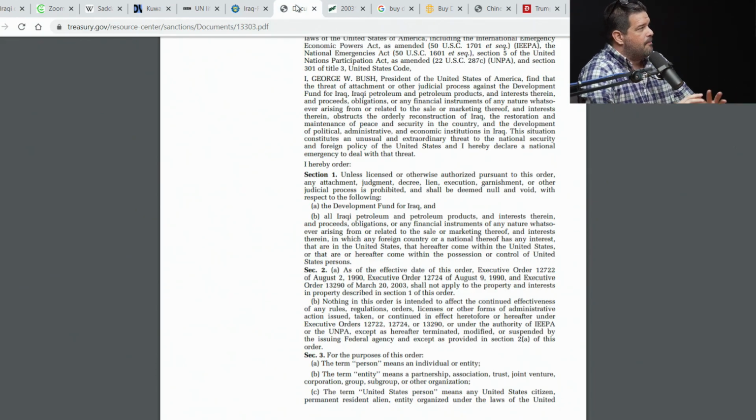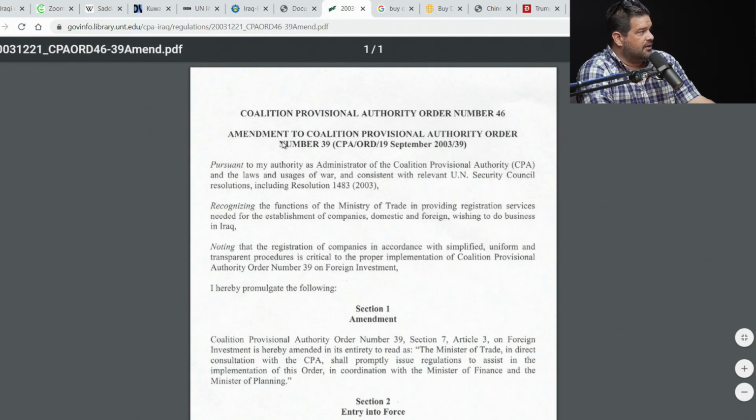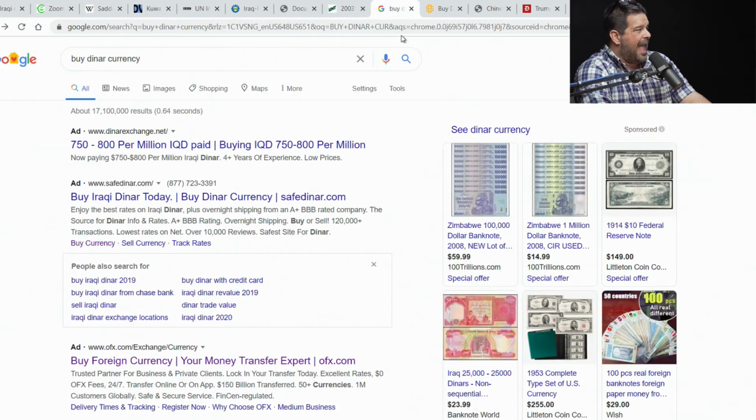But before all that happened, Bush put into order Executive Order 13303. And also you have another order here by the number of 39. And these two statements say that you are able to buy Iraqi dinar. You are able to purchase and hold that value. And it's questionable, like, why do people do the things they do? And why would Bush make it so that it was a law that you could buy dinar?